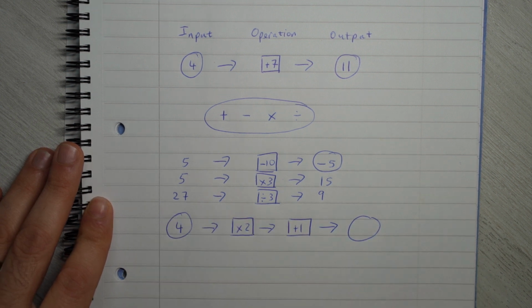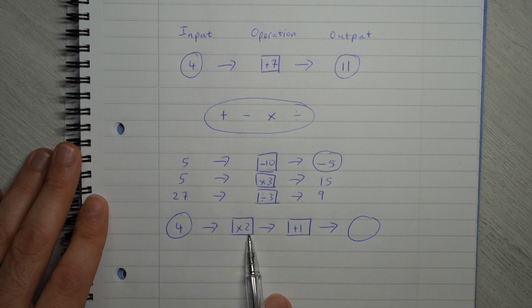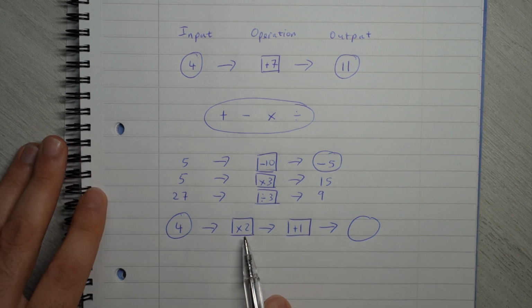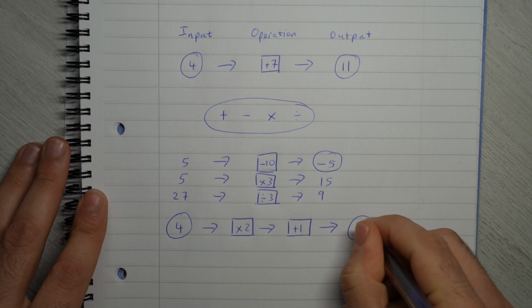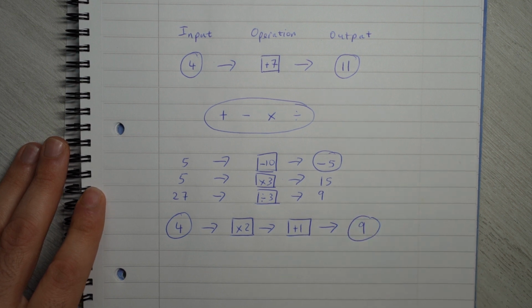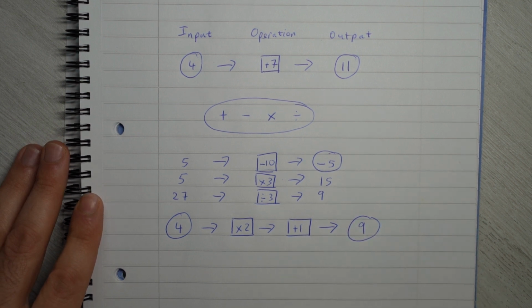To do that, it's fairly simple. 4 times 2 is equal to 8. 8 plus 1 is equal to 9. So that is how we find the output.